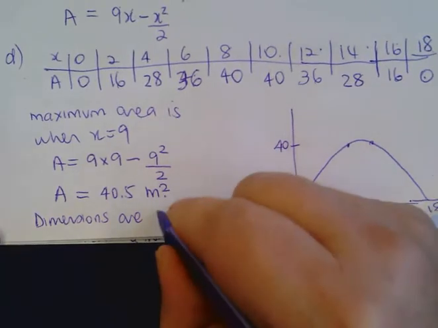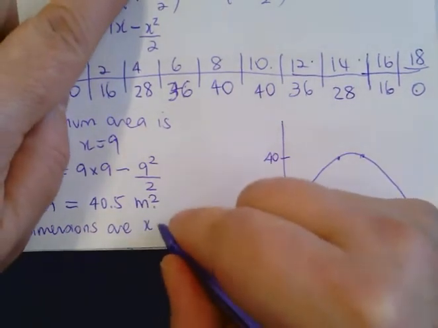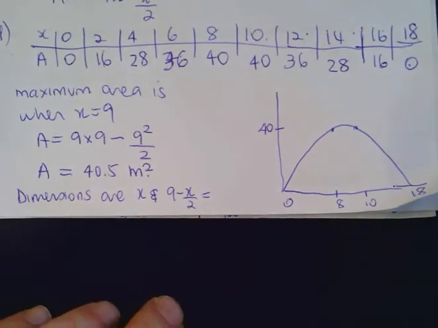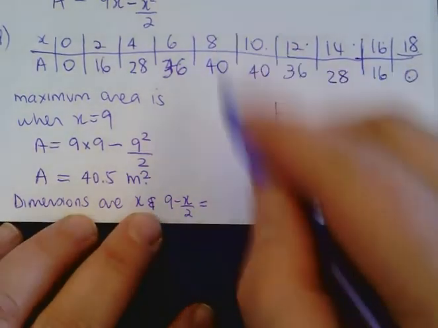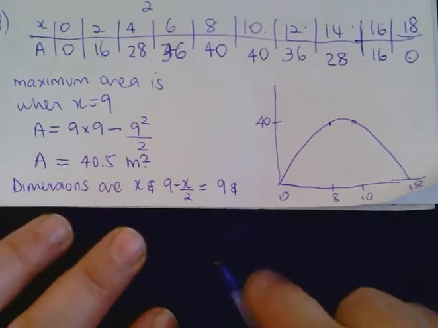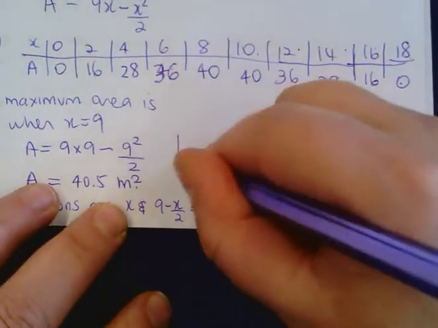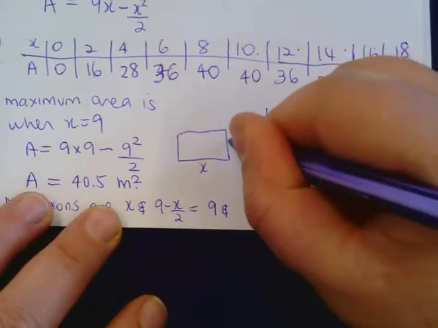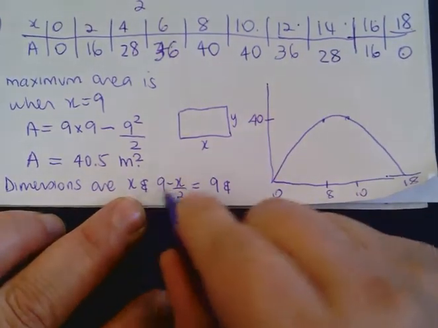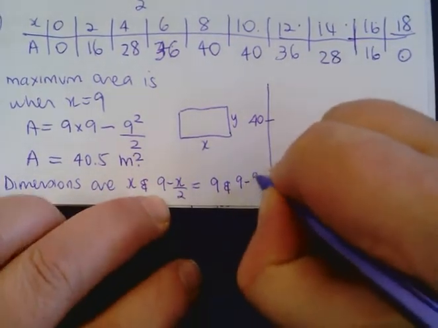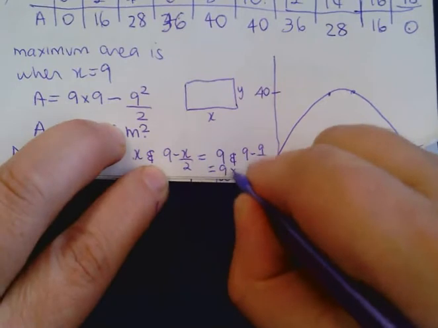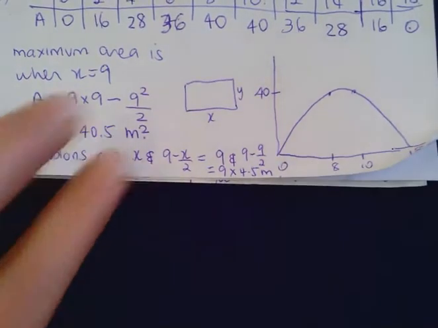what? They're x and y, x and 9 minus x on 2. You okay with that? It's when x is 9. So the dimensions are x and y, but y happens to be 9 minus x on 2. So the dimensions will be 9 for the x and 9 minus 9 on 2. Sorry, running out of room. 9 times 4.5 meters.